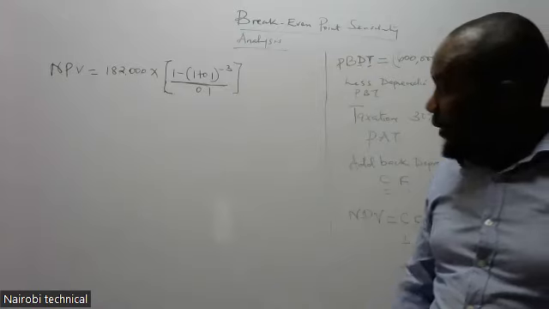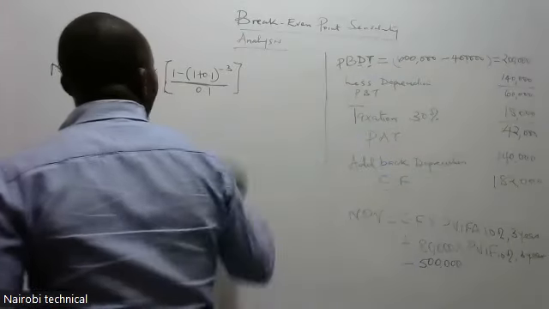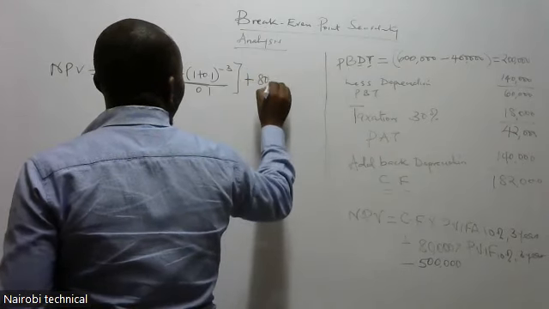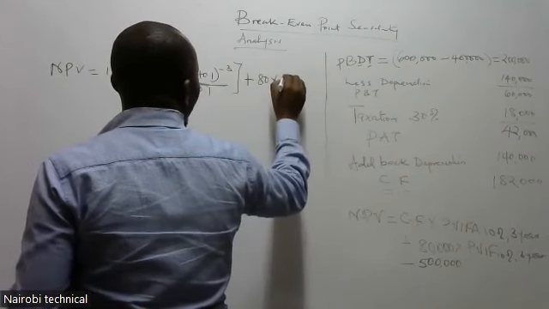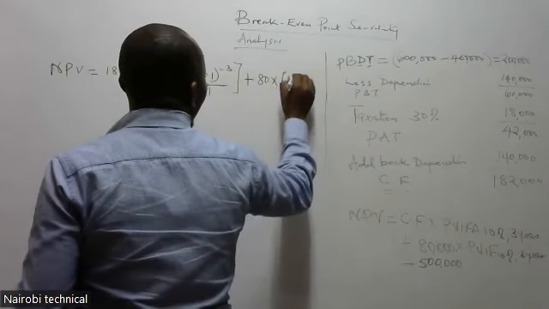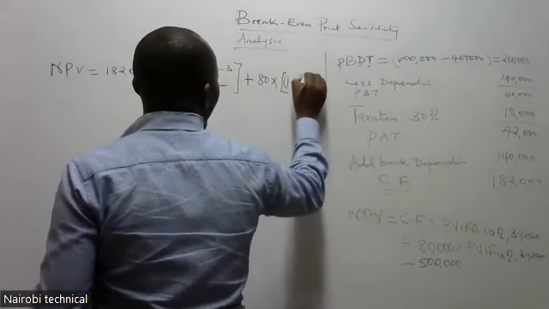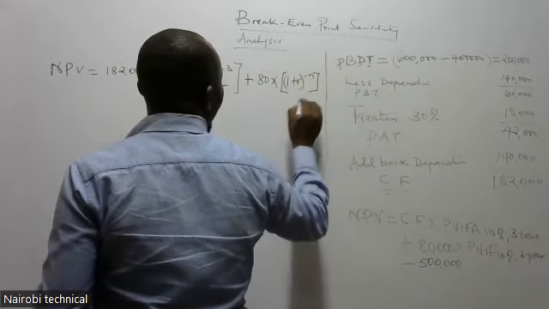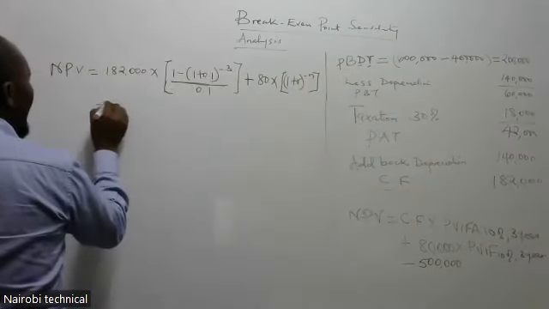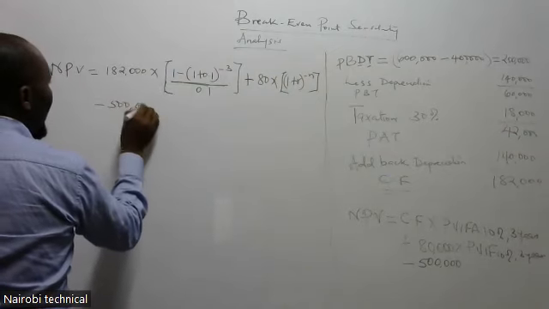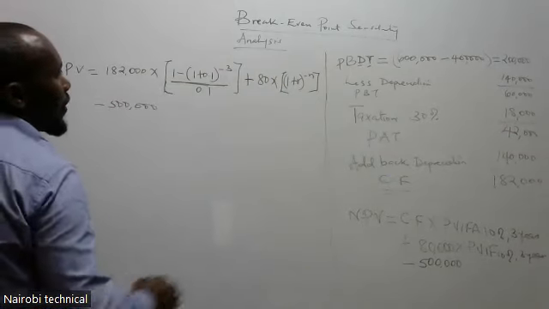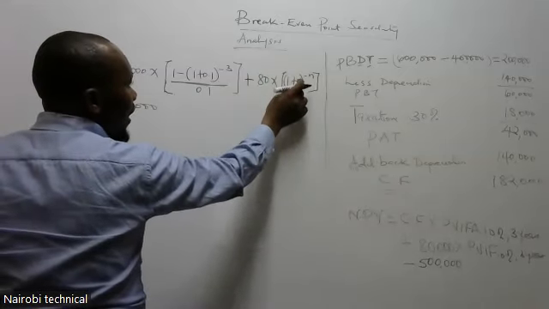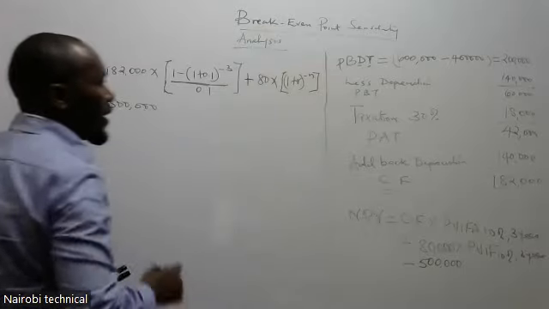So now from here, we have 80,000 times 1 plus R raised to the power negative N, right? Minus 500,000. This one is a one-off thing. So this one is PV, and this is the formula: 1 plus R to the power negative N.